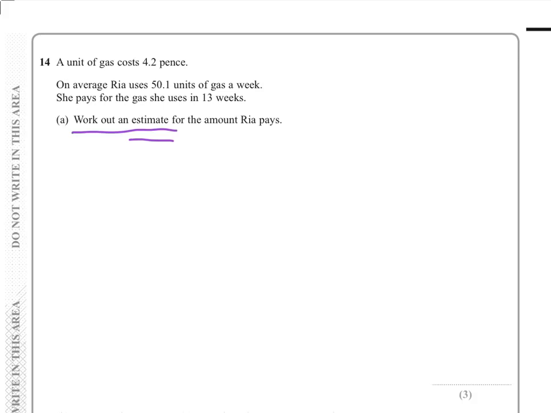So, if she uses 4.2 pence for each unit, then let's just use that as, say, 4, because that's a nice rounded estimate. Then she uses 50 units, roughly. We don't have to say 50.1. 50 is a nice estimate for 50.1 of gas a week. And she pays for the gas she uses in 13 weeks. And there's nothing wrong with just using 13 there, because that's a nice rounded number anyway. You probably could have used 10 here, but 13 would be fine.